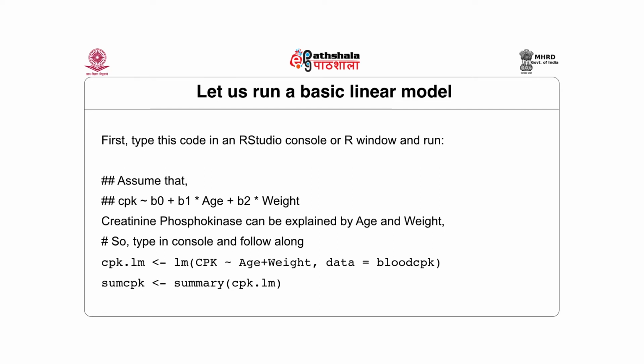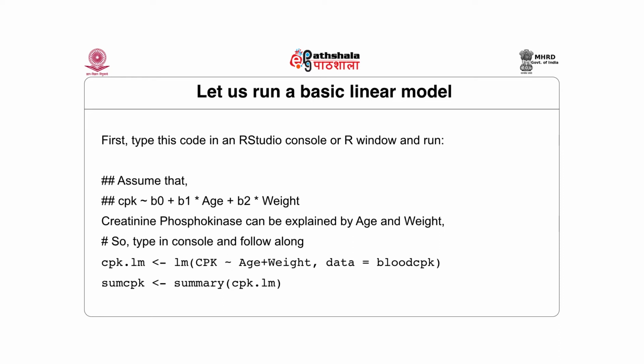You can use RStudio, and in the R coding window, you can write the following code. So let me go over this slowly to make sense of what we have done. Take the first line: CPK, then there's a tilde, and then there is B0 plus B1 times age plus B2 times weight. Let's make some sense of this.